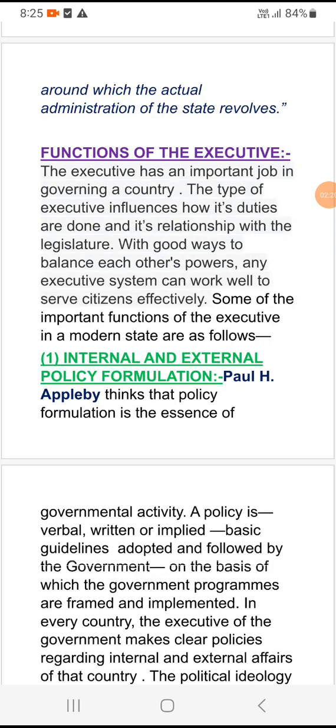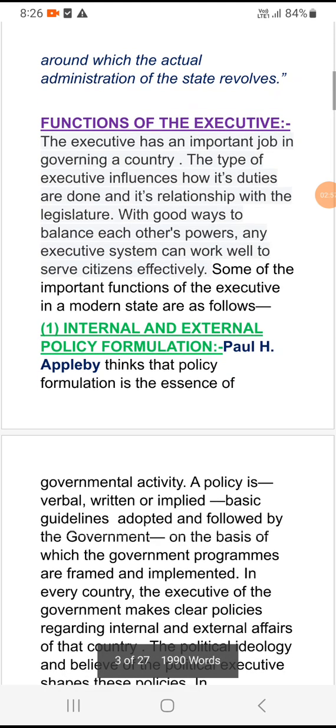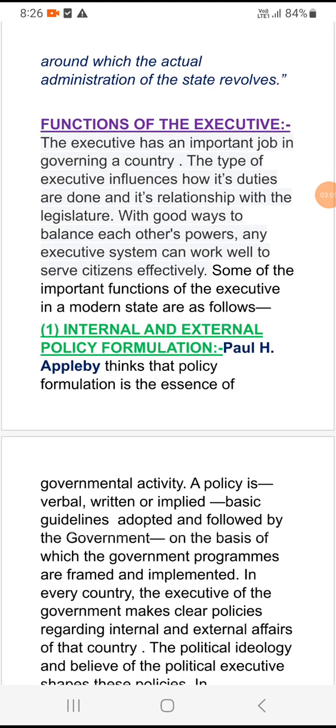There are various types of government. For example, parliamentary system of government, presidential system of government, autocratic government, etc. The modes of action or the ambit of the power of the executive and that of the legislature are different in each type of government. So, the type of government or the type of executive decides how its duties are done and its relationship with the legislature.